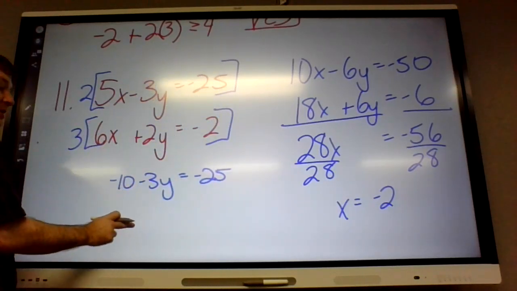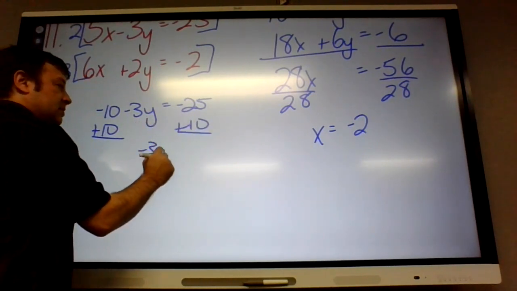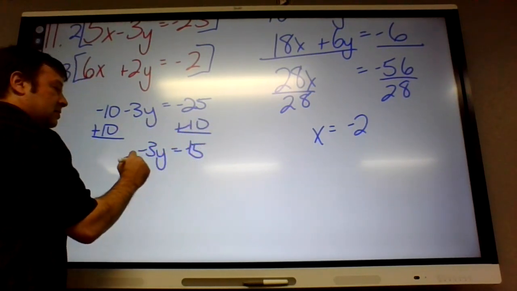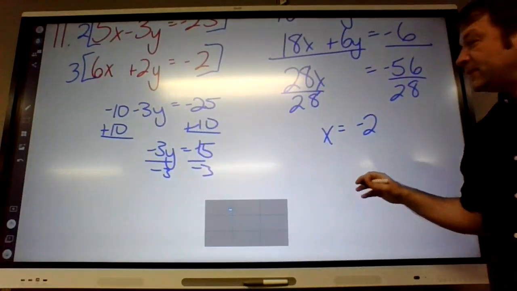Let me drag this down here. So if I solve for y, you get y is 5.